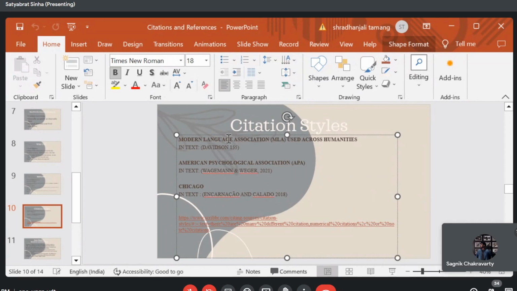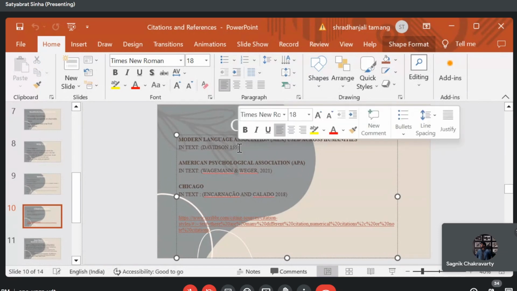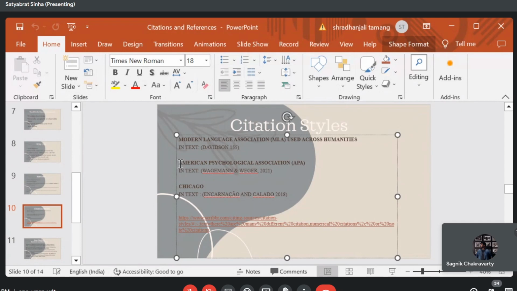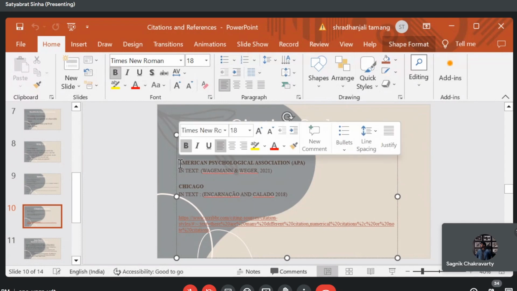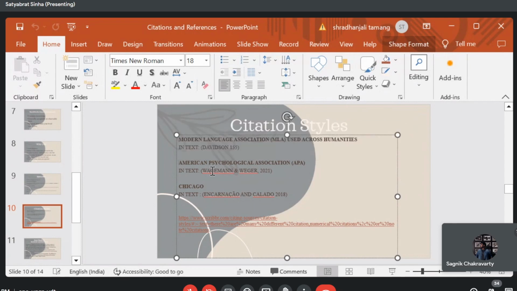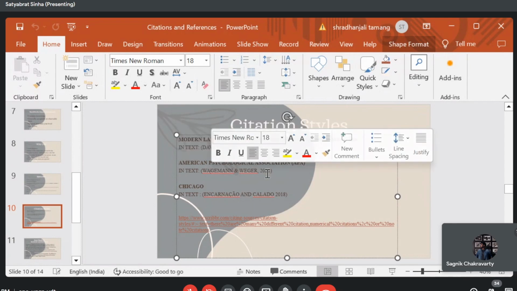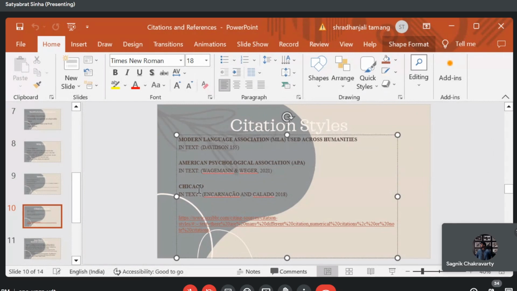The first, which I've highlighted, is MLA, what we call Modern Language Association. It's used across the humanities. Inside the body of the text, you will write the name of the author and page number. In APA style, that's American Psychological Association, in the body of the text, you'll write the surname of the author, and with a comma, you'll add the year. In Chicago style, in the text, you'll write the surname of the author and just the year, no comma. But let me take you to this page and show it to you.